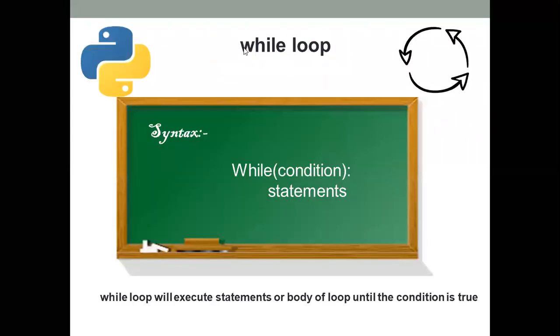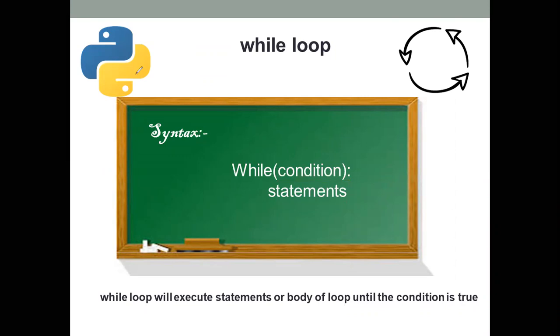Then this is the syntax of while loop. While is a keyword used for the while loop, then condition, colon, and statements. These statements are executed until the condition is true. Normally we use the while loop when the number of iterations is not determined. Then we prefer to use the while loop.